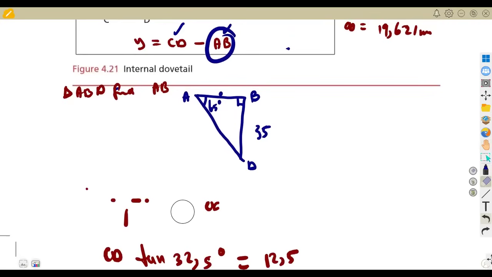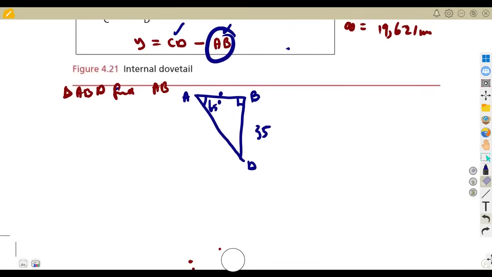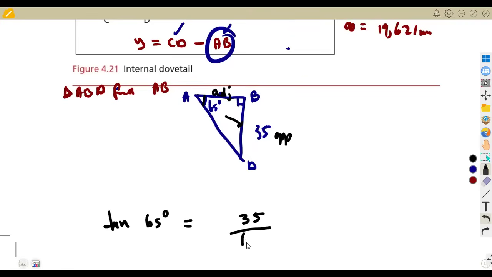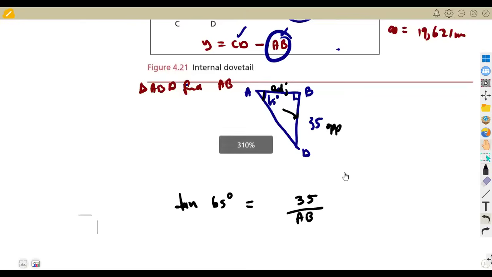That's the idea. With this information, just like what we did, those ratios we calculate are the same thing that we are seeing here. From this angle, this is your opposite. So there we have got the opposite. What about AB that we want? It's our adjacent. So it follows that the tan of theta, the tan of 65 degrees, is equal to the opposite, which is 35, over the adjacent, which is AB. So we can calculate our AB from this.